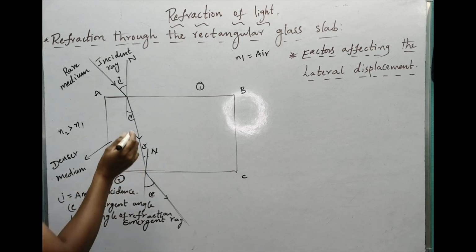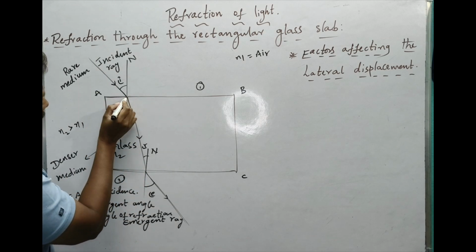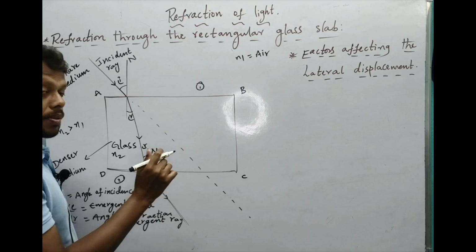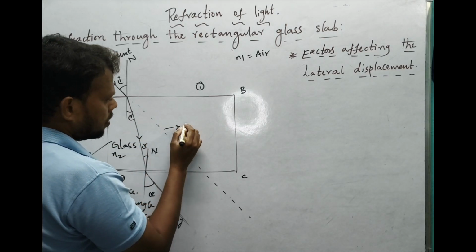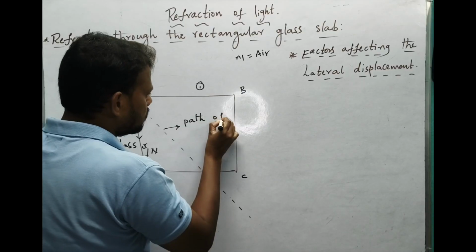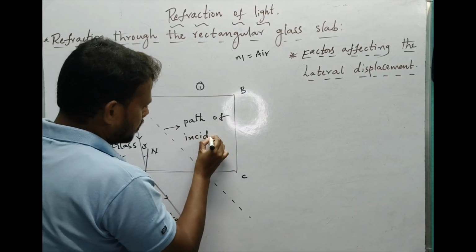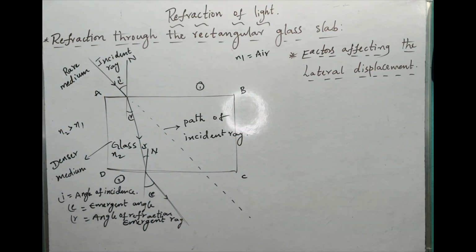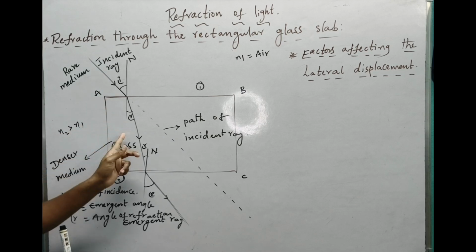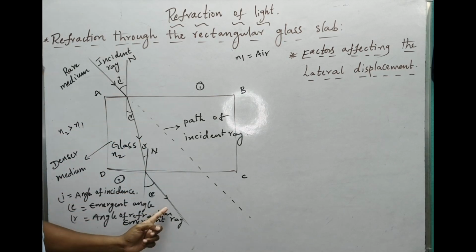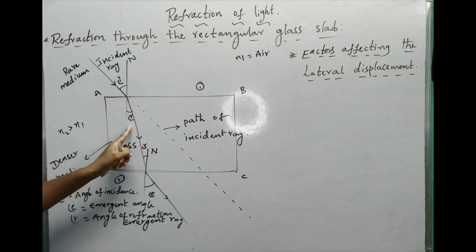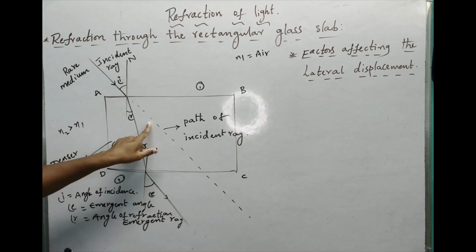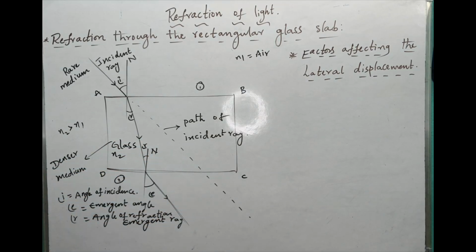Now I will take the path of the incident ray. I will extend it in the forward direction with a dotted line. So this is the path of the incident light ray. Once again, rarer to denser, the refracted ray bends towards the normal. Denser to rarer, it bends away from the normal. I is the angle of incidence, R is the angle of refraction, E is the angle of emergence. This represents the path of the incident light ray.